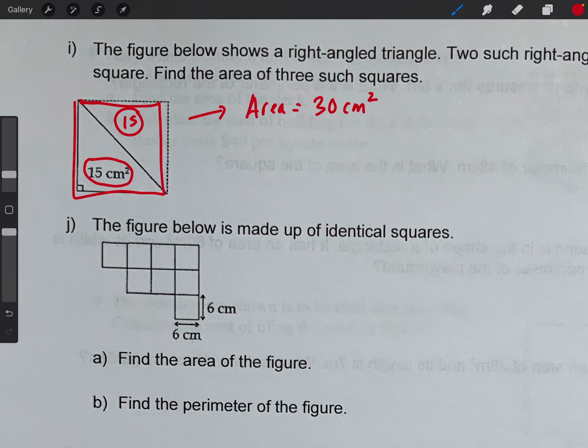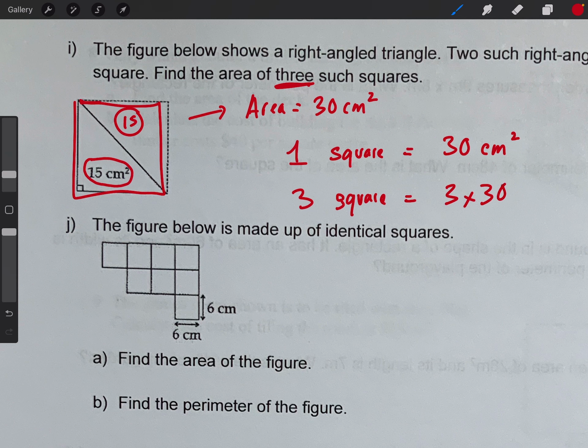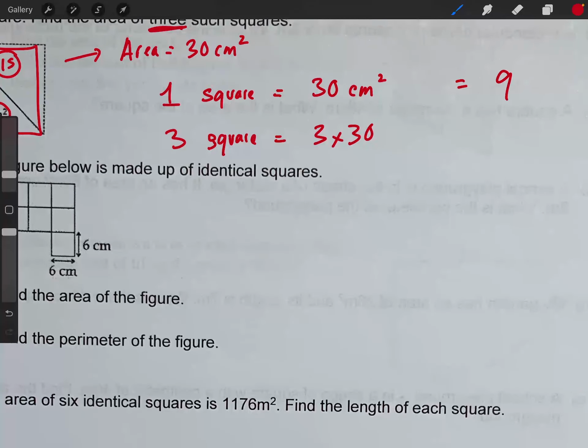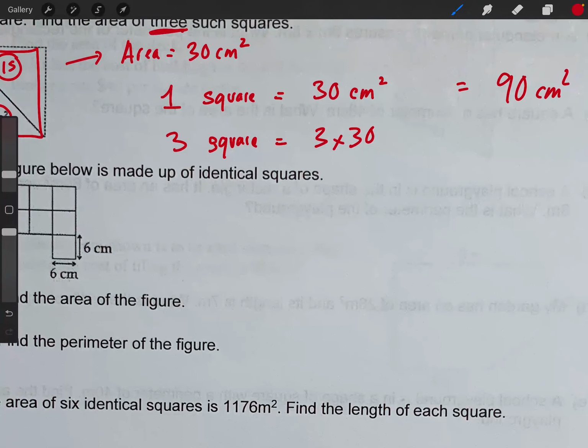Now they want the area of 3 squares. So one square is 30 centimeter squared. 3 squares, that's just 3 times 30, isn't it? So the answer is 90 centimeter squared.